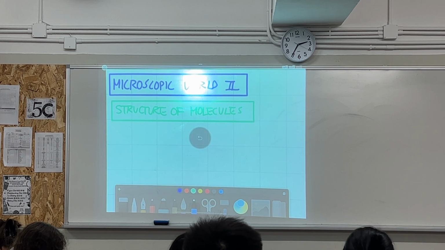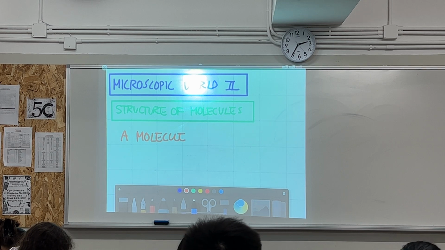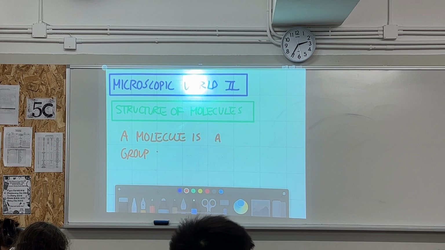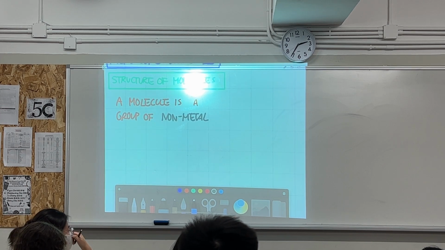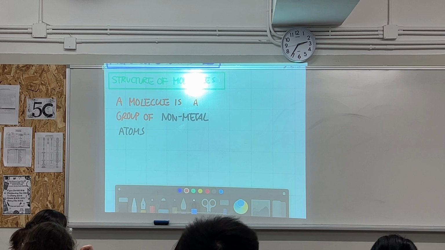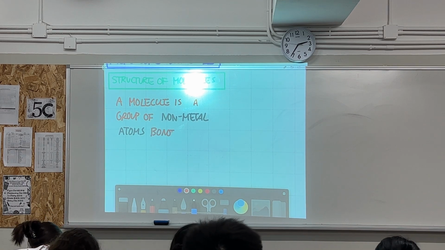For example, a molecule is a group of atoms. These are no ordinary atoms, but a group of non-metallic atoms. Where do you find non-metals on the periodic table? On the left or on the right? On the right hand side of the periodic table. So a group of non-metal atoms bonded together. So you cannot find a metal atom in a molecule, trust me.